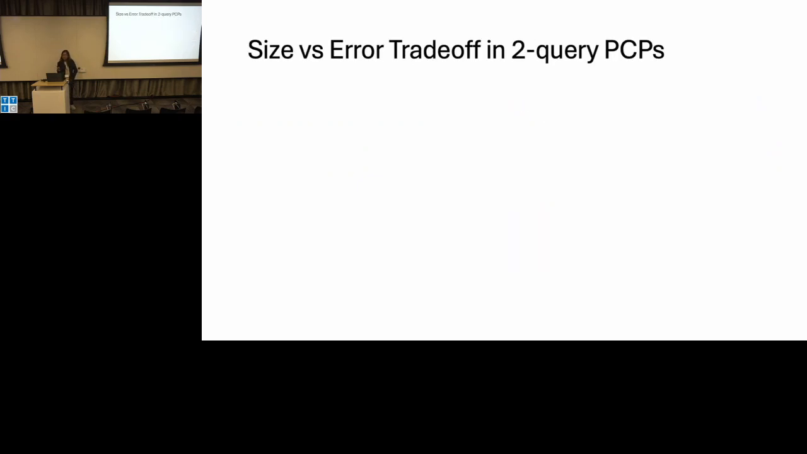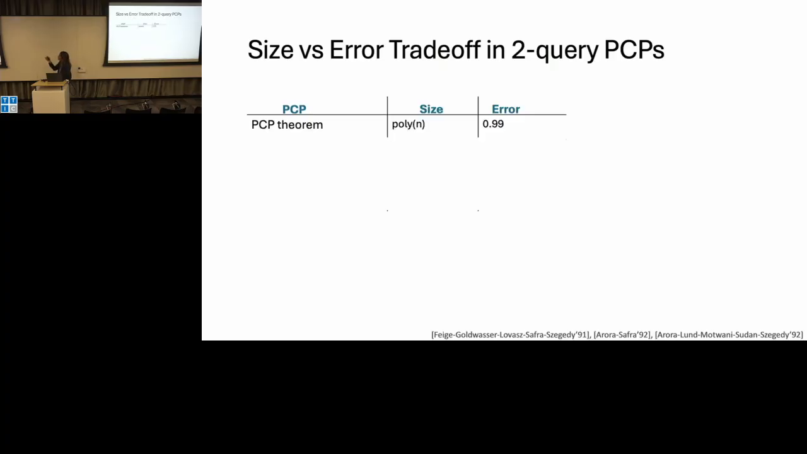Okay, so now let's see what was known about the size versus error trade-off for 2 query PCPs. The original PCP theorem showed that you can build PCPs with a size which is polynomial in n, where n is the length of the original witness, and the error is very close to 1. One way you can bring down the error is for the verifier to query more locations in the proof, repeating the same step. Repeating the verifier k times would bring down the error to 0.99 to the k. But of course, this increases the number of queries to the proofs.